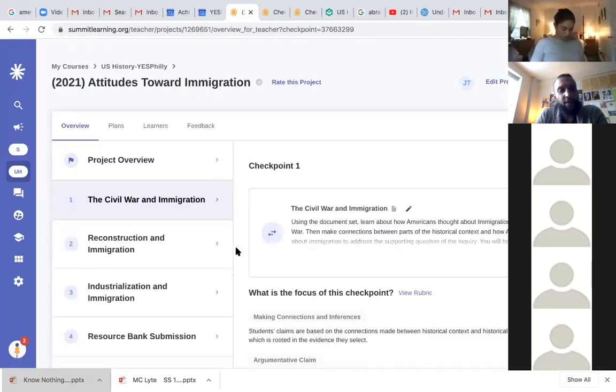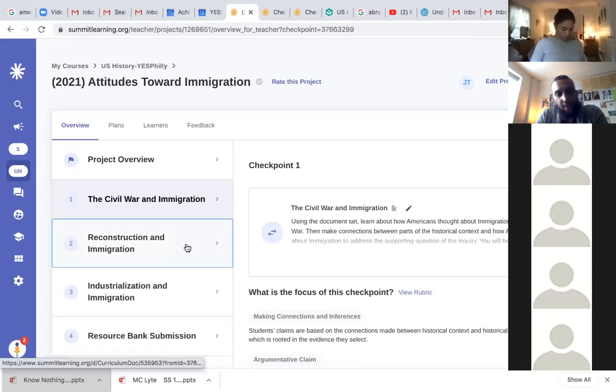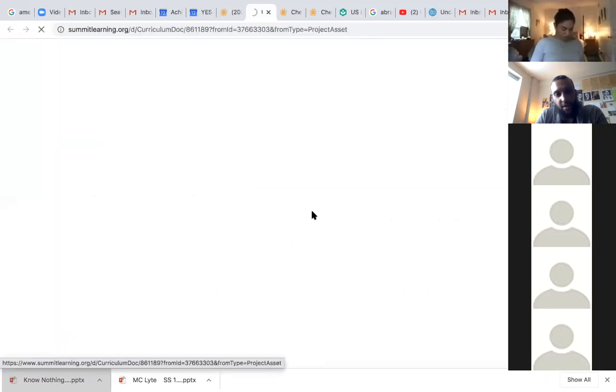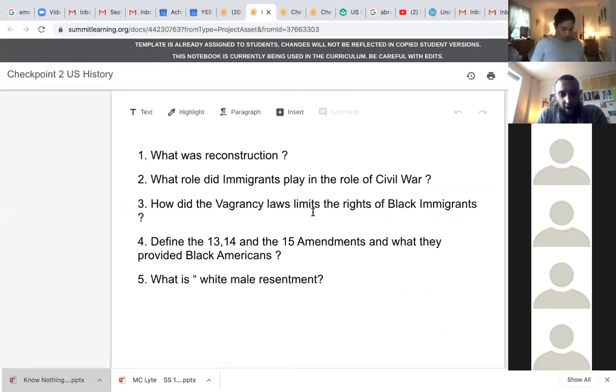Let's look at checkpoint number 2, where we're at now. We're about to go into industrialization, but we're going to stick with the first 2. So I look at Reconstruction, immigration. This is checkpoint 2. There are 5 questions. What was Reconstruction?